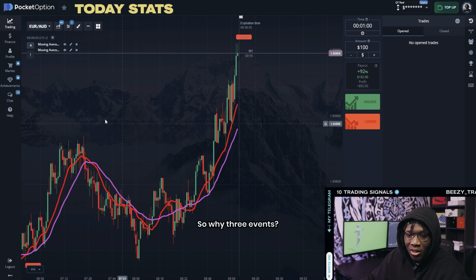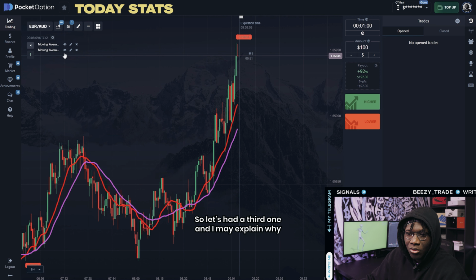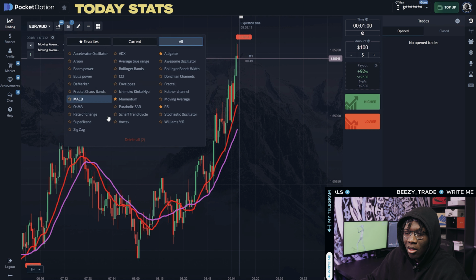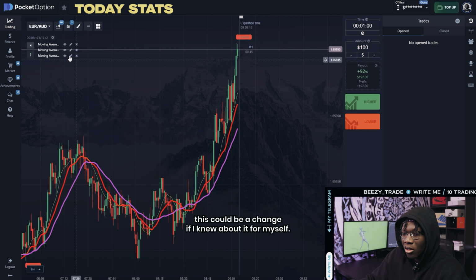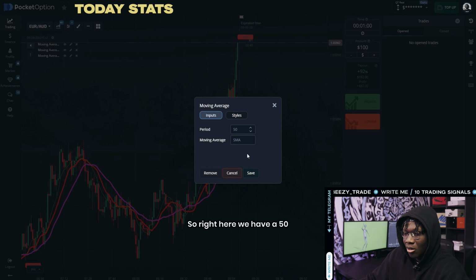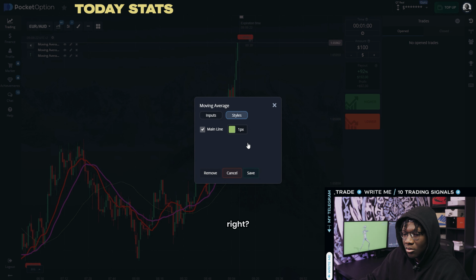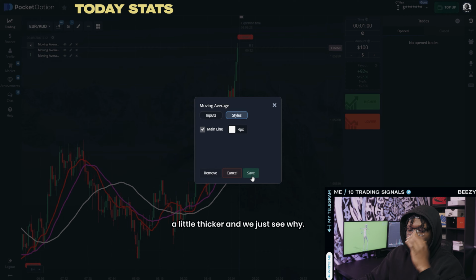So why 3 SMAs? Let's add a third one, and I'm going to explain why this could have been a changer if I knew about it myself. Right here, we have a 50 SMA. Let's make it white, a little thicker, and save it.